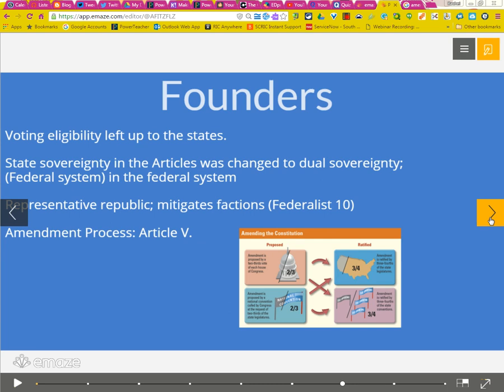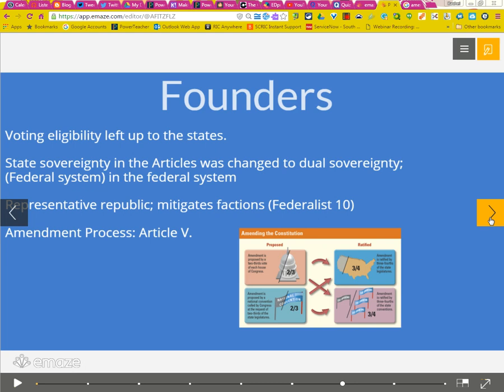The founding fathers wanted to leave voting eligibility up to the states. So not only is who is eligible left up to the states, but in more recent times, it has extended to voting times. For example, our polls are open from 6 a.m. to 9 p.m., or some states are open 9 a.m. to 5 p.m., or some states have expanded voting. Some states allow absentee balloting. There are lots of different circumstances in different states, and the founding fathers did that on purpose.